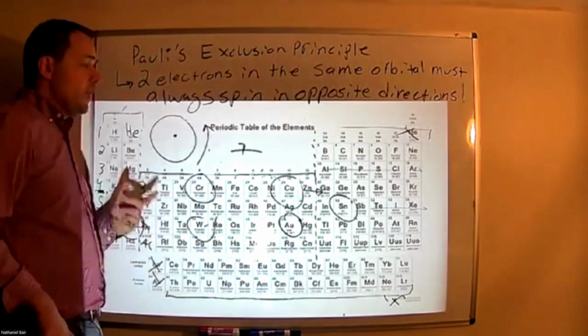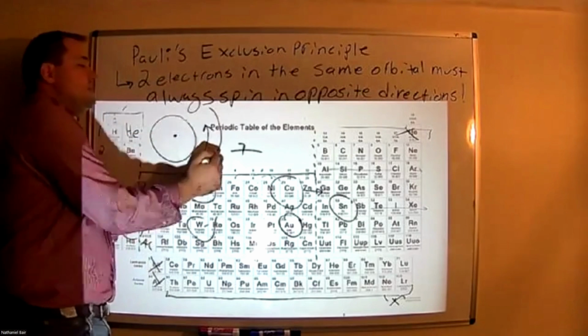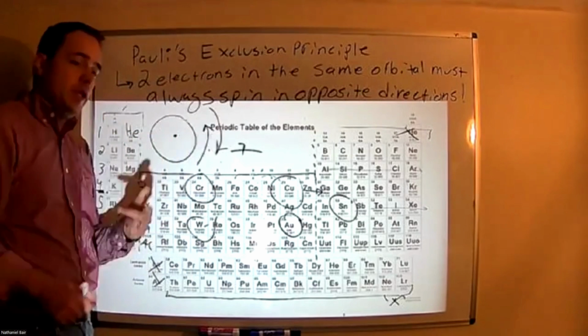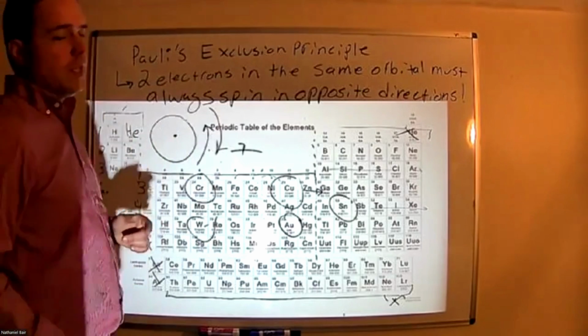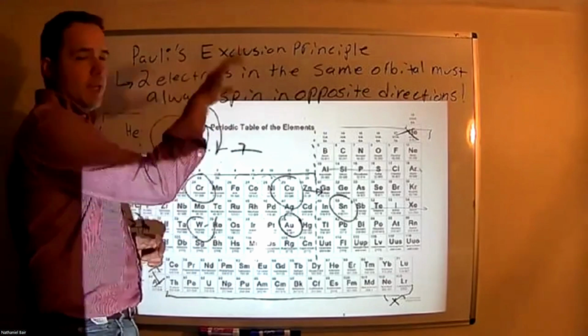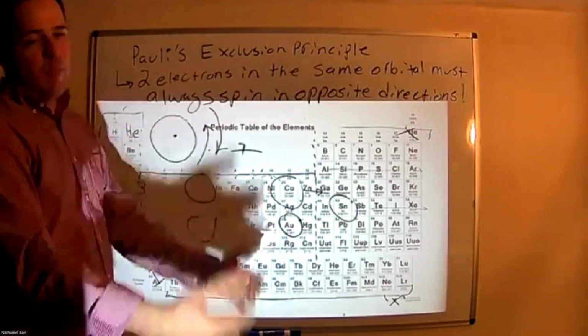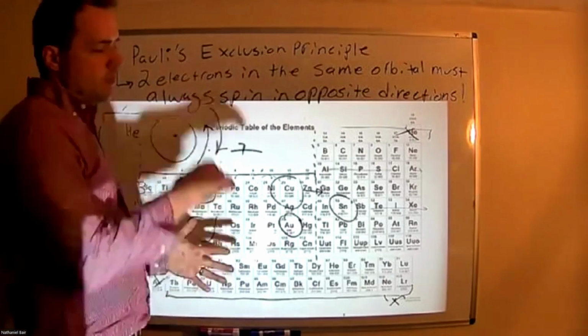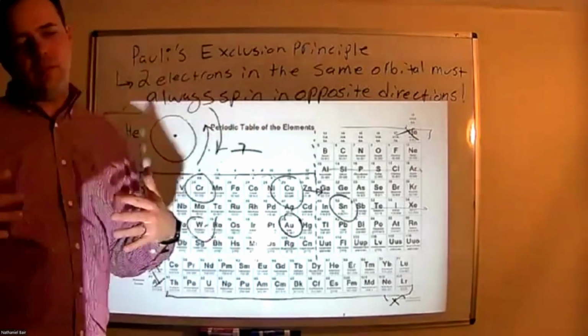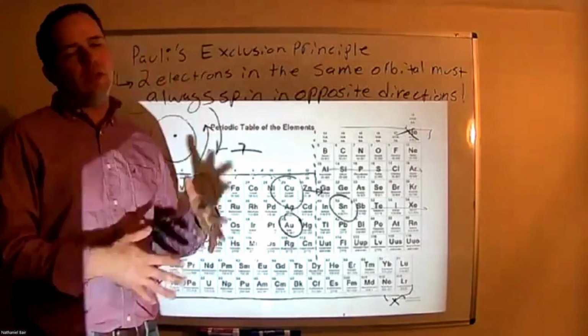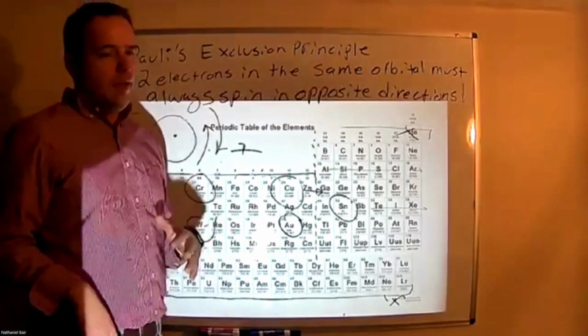Here's what's going on. If I have two electrons in the same orbital, they have to spin in opposite directions so they cancel out each other's magnetic fields and the atoms aren't magnetized. If the atoms were magnetized, they would be attracted and repelled from each other, and they'd slam into each other, and the world would end, and it'd be crazy.